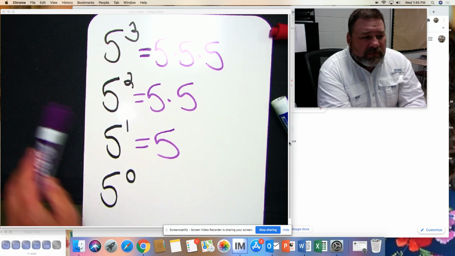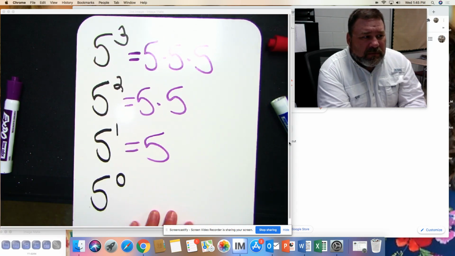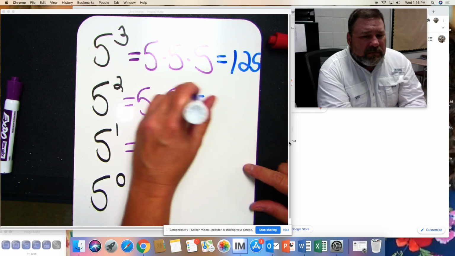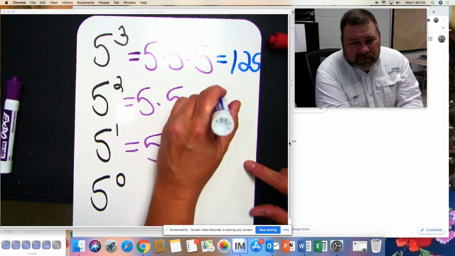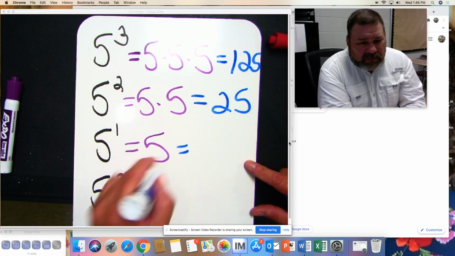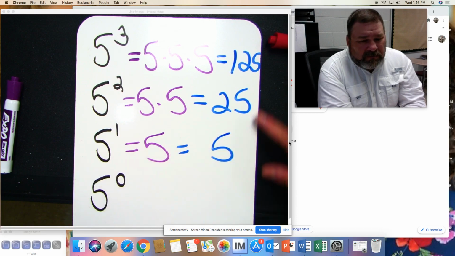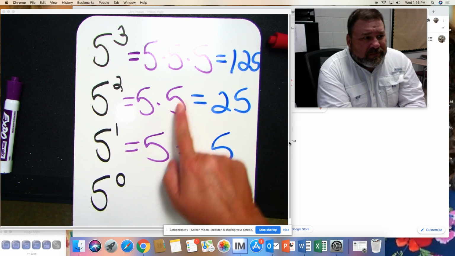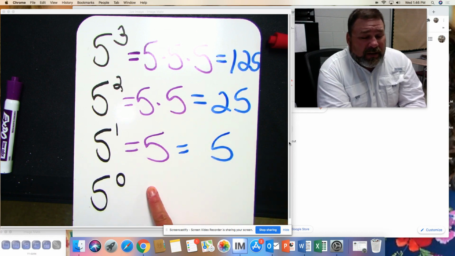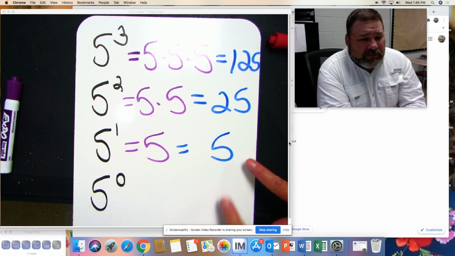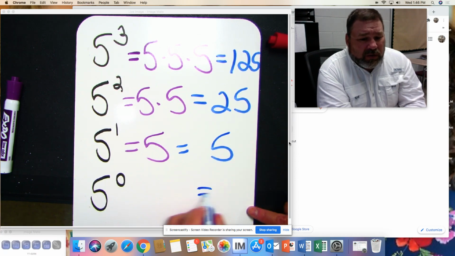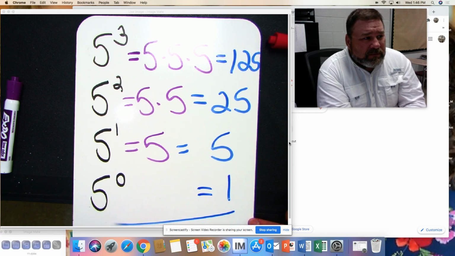So let's go and evaluate these. 5 times 5 times 5 would evaluate to be 125. 5 times 5 evaluates to be 25. 5 just evaluates back to be 5. What are we dividing out and losing each one of these steps? Yeah, dividing by 5 every time. So if I continue that pattern, what would be 5 divided by 5? Well, it's going to be 1.